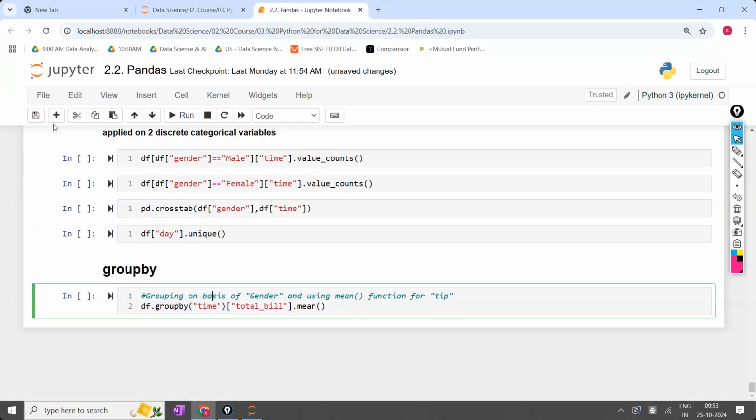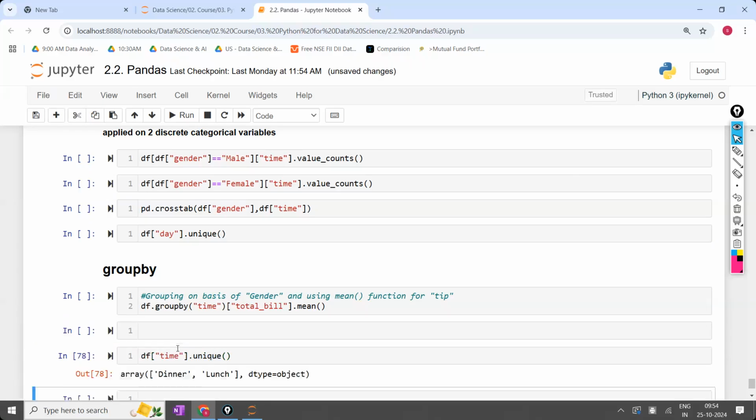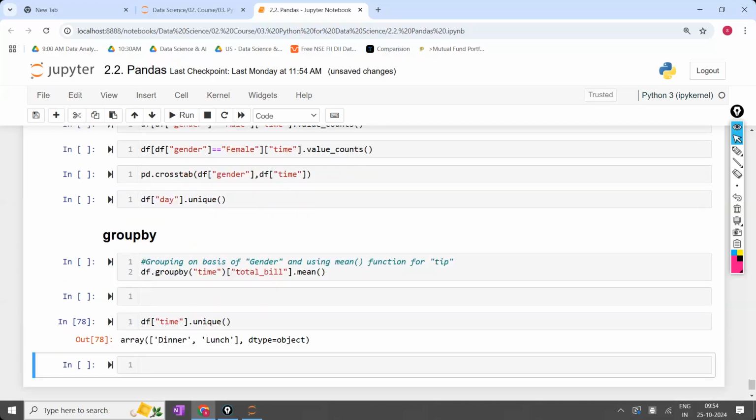First, let us cross check. df of time. First, let us see the unique values. In the backend, what does it apply? Unique values it will apply first. What are the unique values? Dinner and lunch. Now, how many groups is it going to create? 2 groups. What is the backend code? How to create the 2 groups?